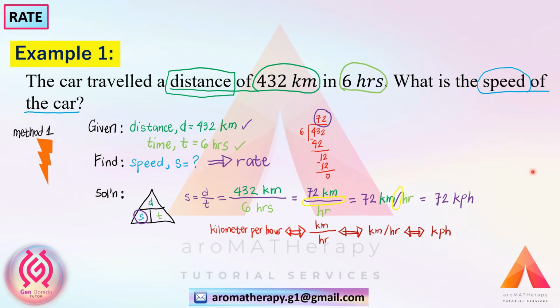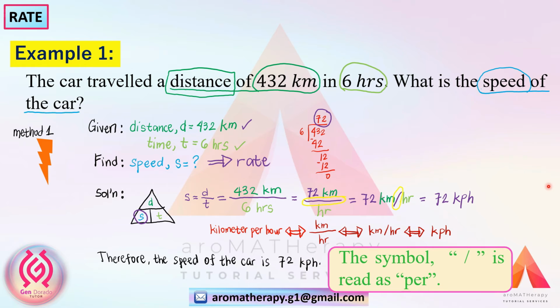Sige. So let's conclude na. What is the speed of the car? You can say that therefore, the speed of the car is 72 kilometers per hour. Copy nyo lang. Please take note of this. The symbol slash is read as per. O, diba? Yan yung sabi ko sa inyo kanina pa ulit-ulit na.